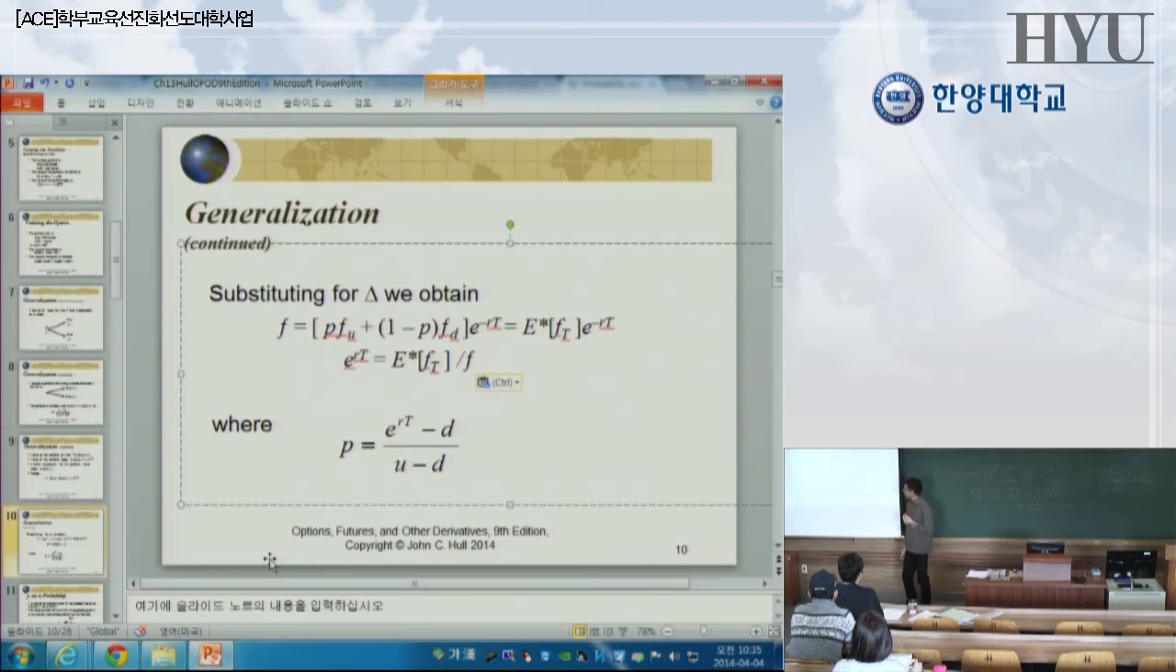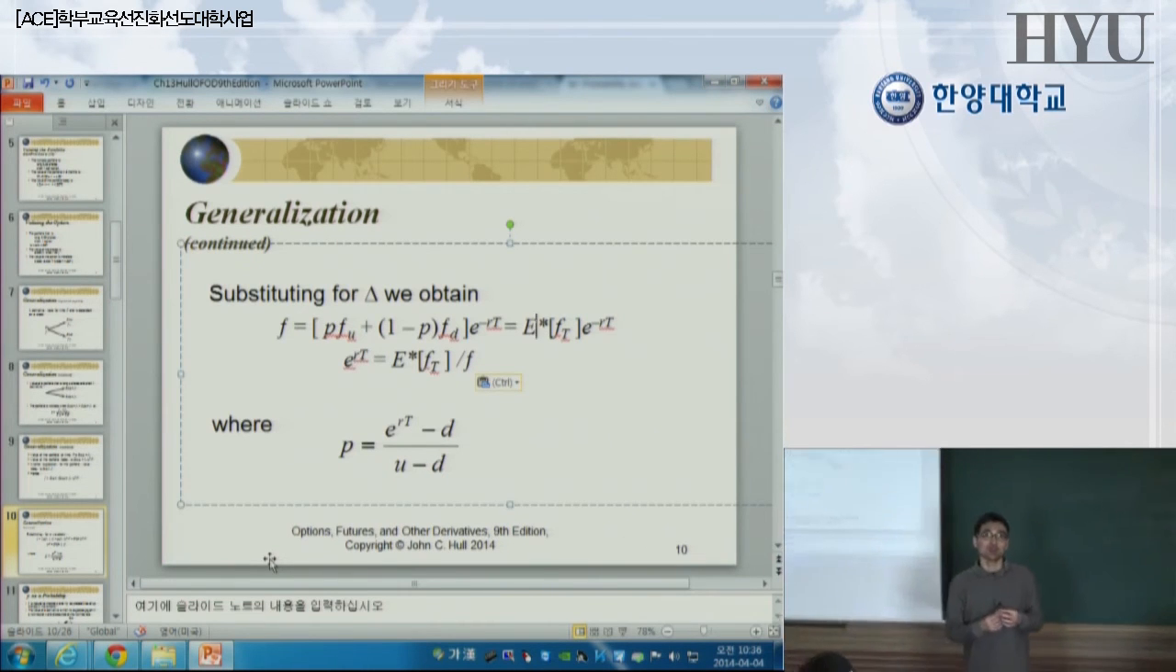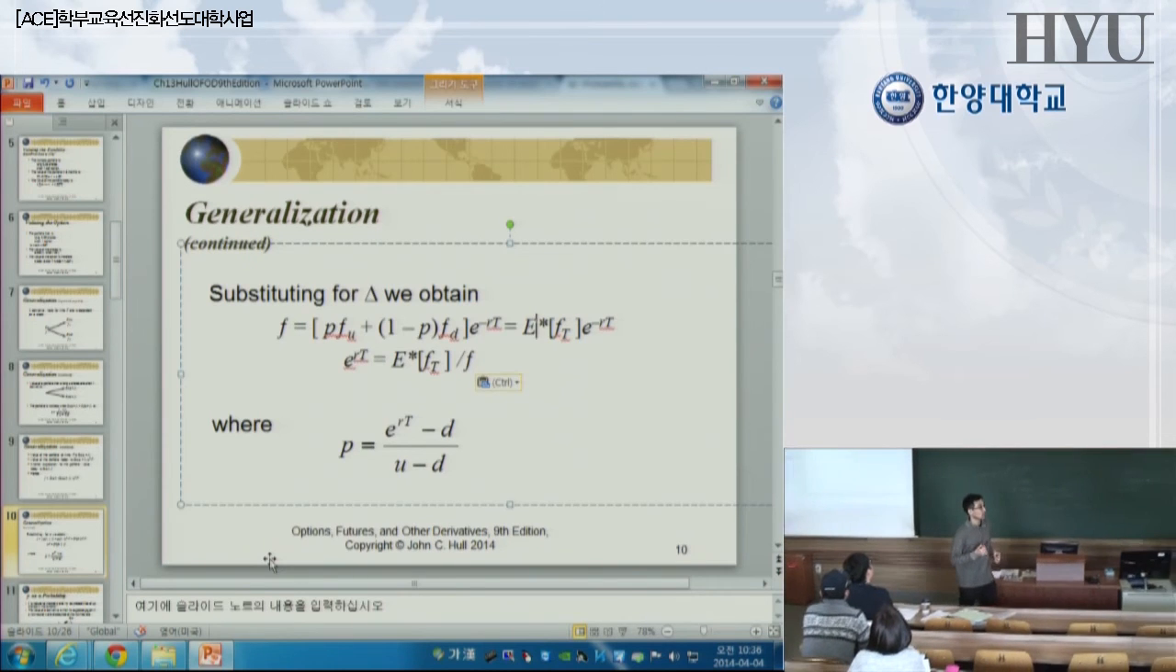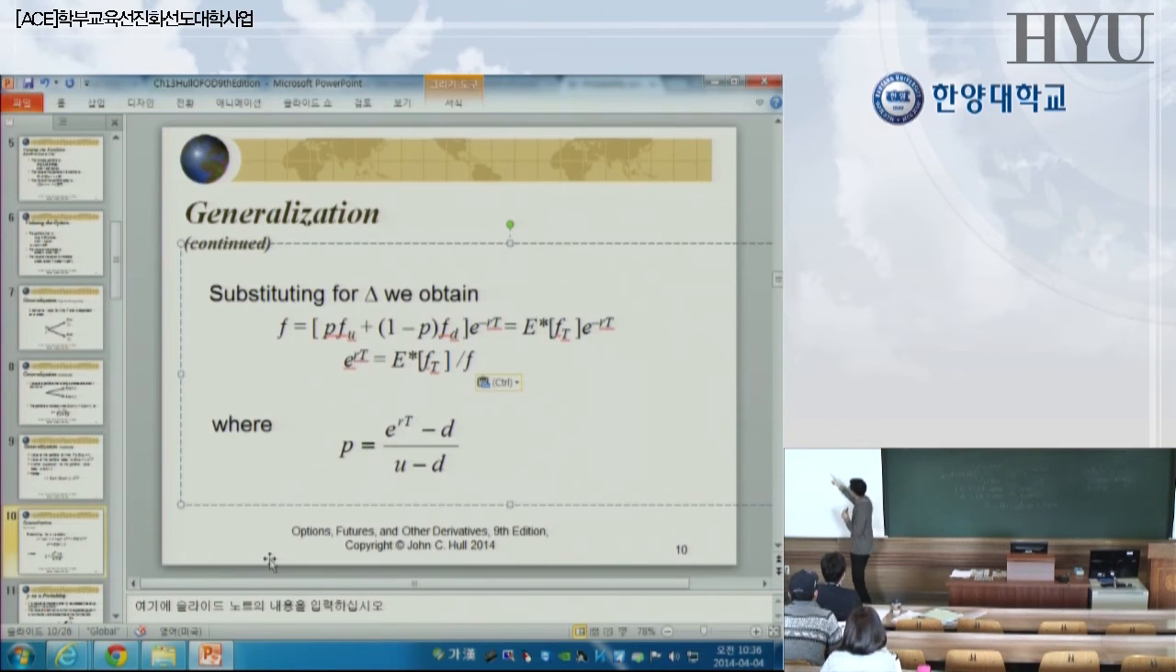So let's think about the counterfactual example. What would happen if P is greater than 1? What does it mean if P is greater than 1? Yeah, right. Exactly. If it is greater than 1, it means that this one is greater than U. Then what does that mean? Why is that impossible? Continue.